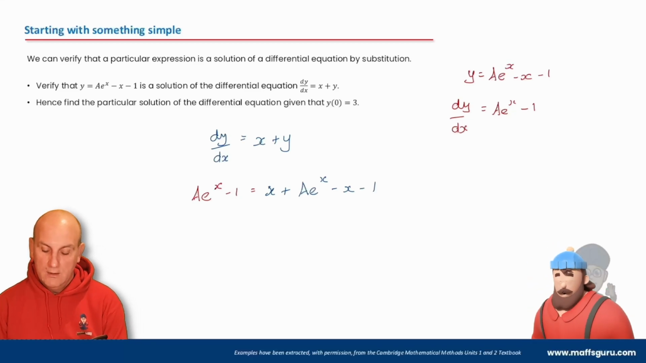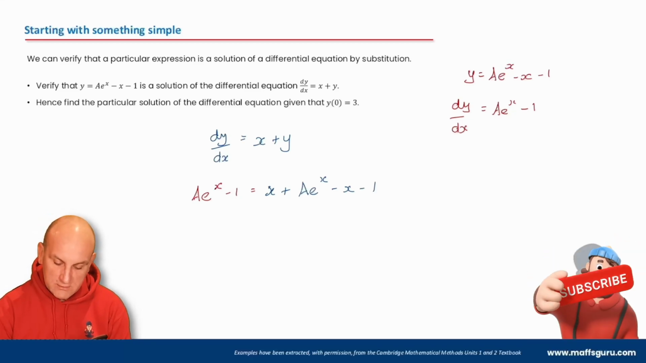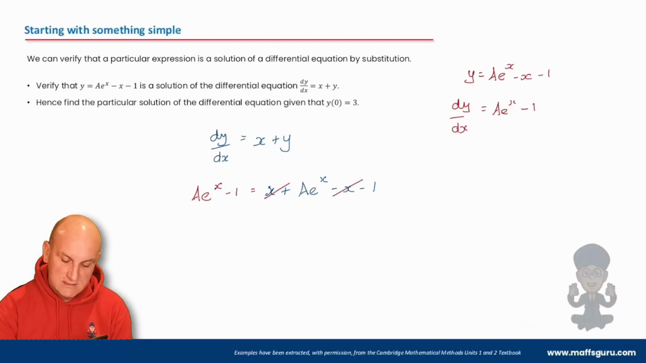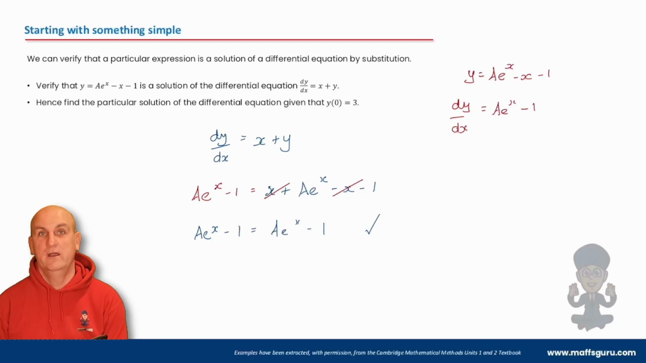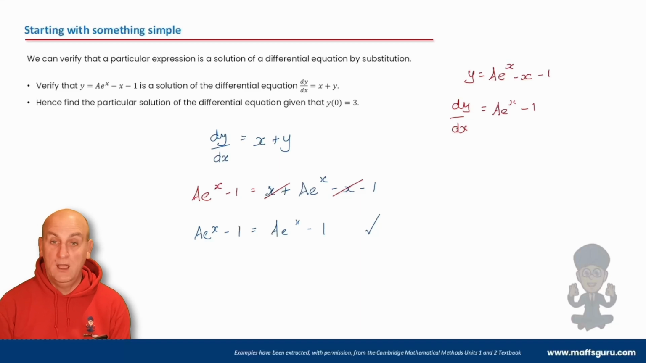There we go. Oh, hold on a moment. They cancel. So I've got a plus x here and a minus x here. So if we write that out, a e to the x minus 1 is equal to a e to the x minus 1. And so therefore, we have verified it. You're now going, what on earth am I watching? I'm going, this is very exciting.